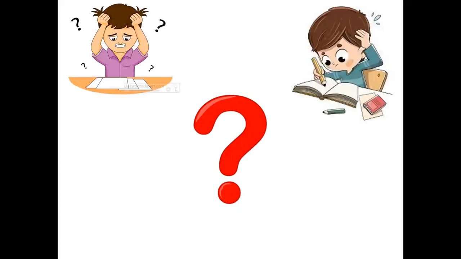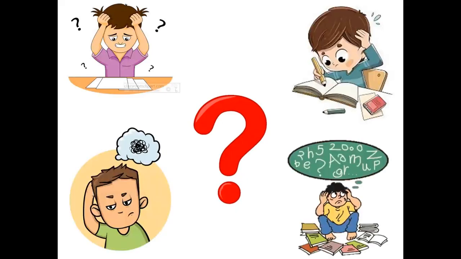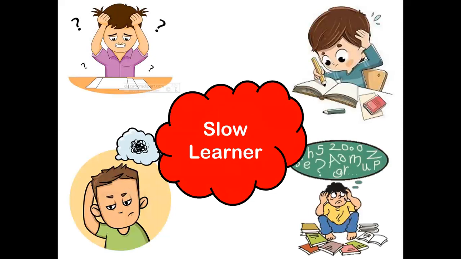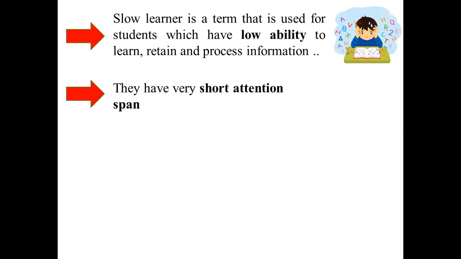Are you facing difficulties in learning, gaining, retaining, and processing information? If yes, then you are a slow learner. Slow learner is a term that is sometimes used for students who have low ability to learn, retain, and process information. They also have a very short attention span.